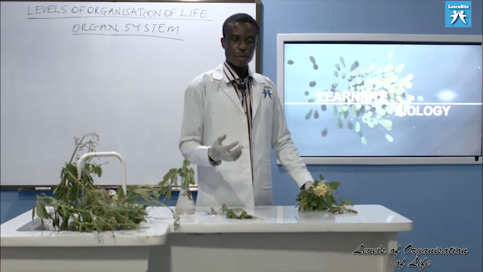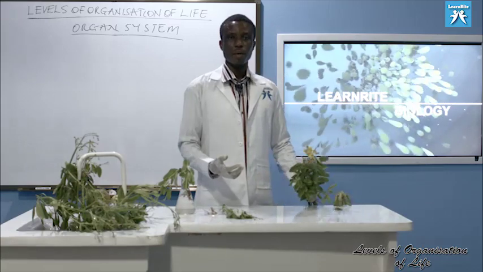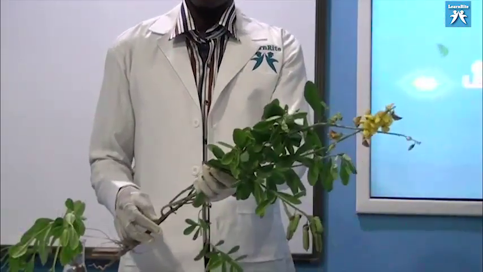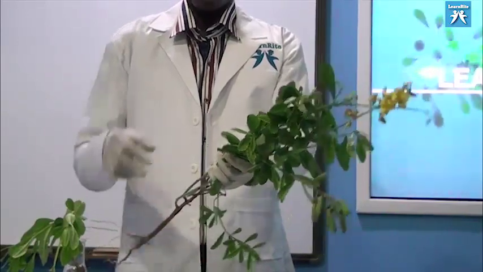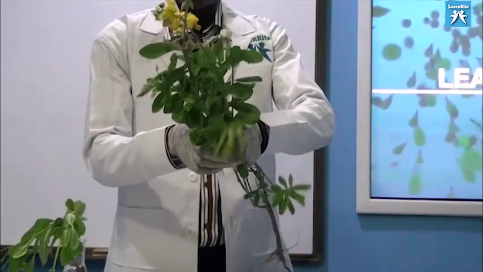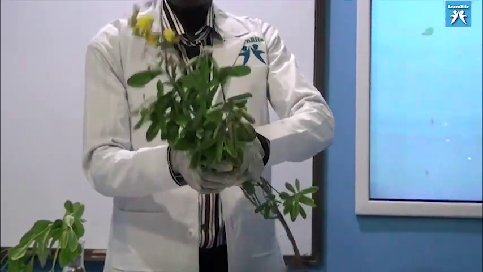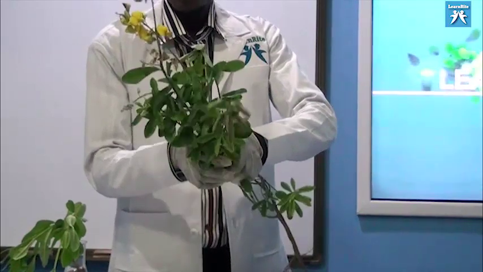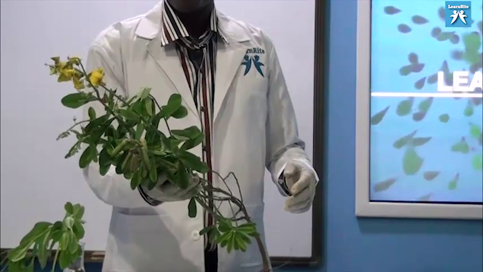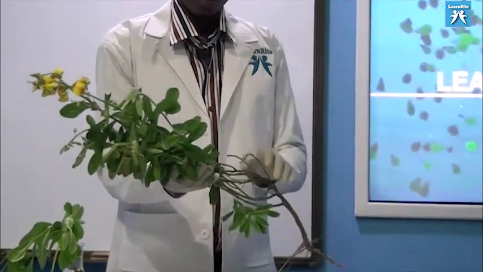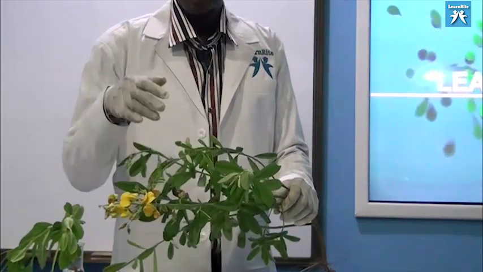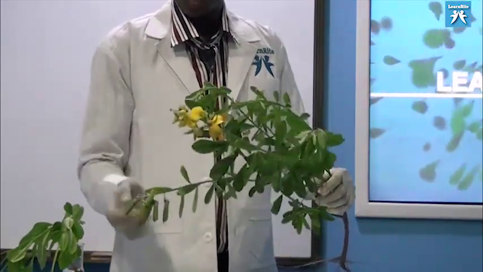Then let's look at an example of organism in a plant. We have Crotalaria retusa. We have the shoot system and the root system, making a whole organism. So if you are given this in the exam room, state the level of organization. It's an organism made up of roots and shoot system made up of stems, leaves, flowers, and fruits.